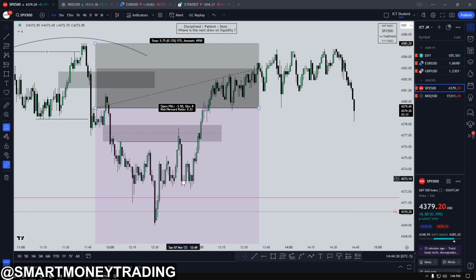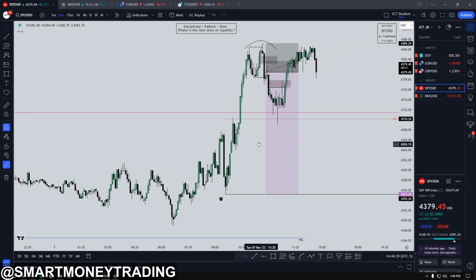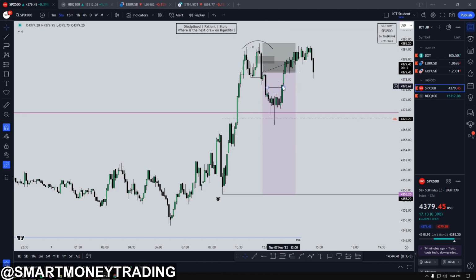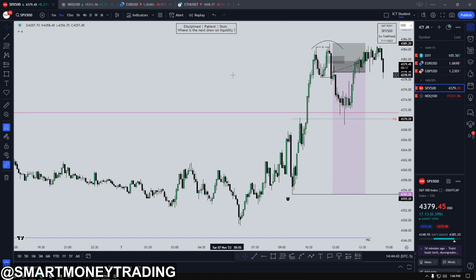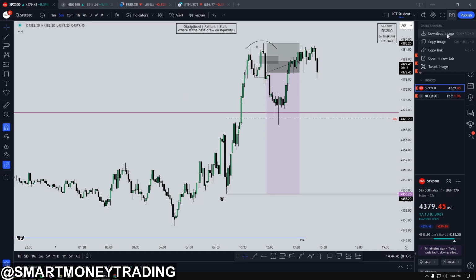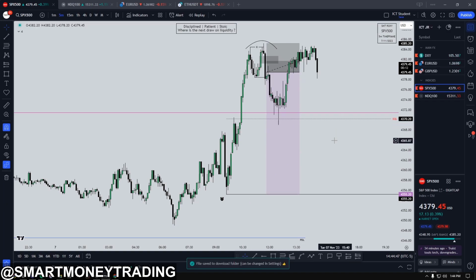I kind of had some hope that we were going to drop even further, but as soon as I saw this become an inversion with a little balanced price range, right then and there I just kind of knew we were kind of screwed. We're trading both sides, and yeah, just really good trade, honestly. For 1 hour, I'm going to save it and document it for my trading journal.